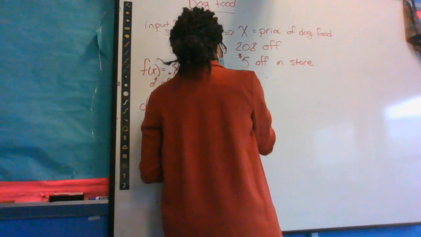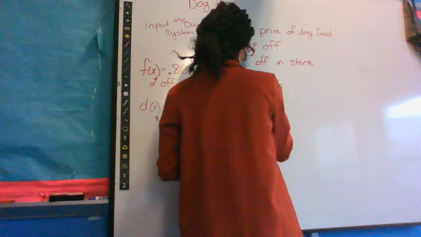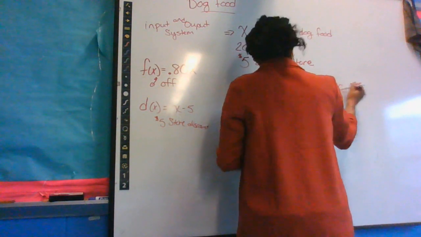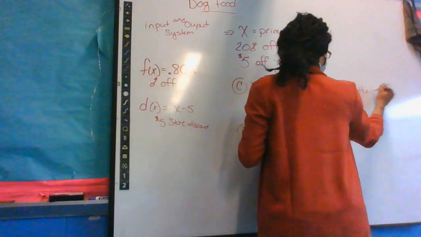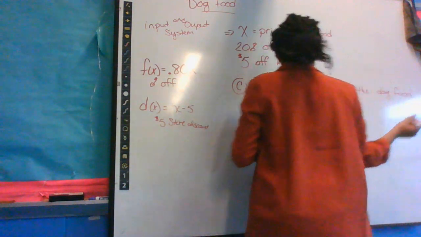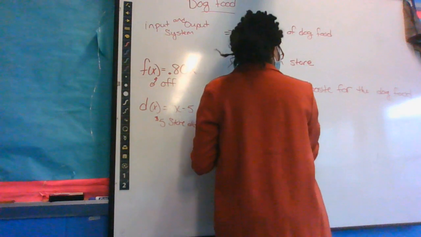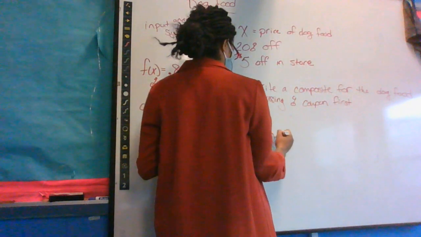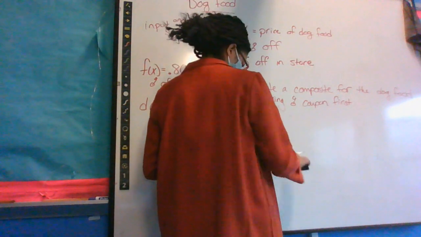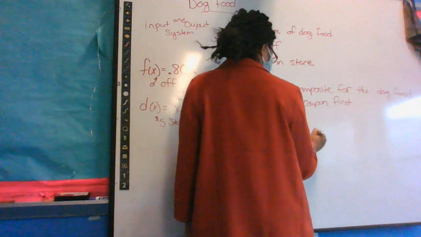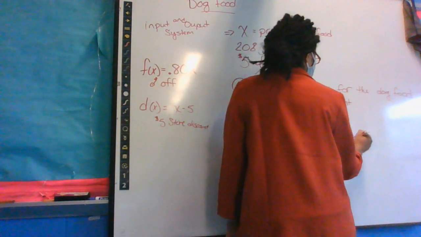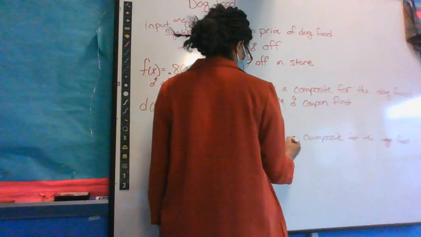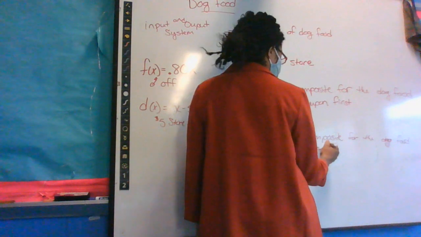So, part C, and then we have part D, is going to say, write a composite for the dog food using the percent coupon first. The next one is going to be, I'm just going to write, write a composite for the dog food using the $5 discount.